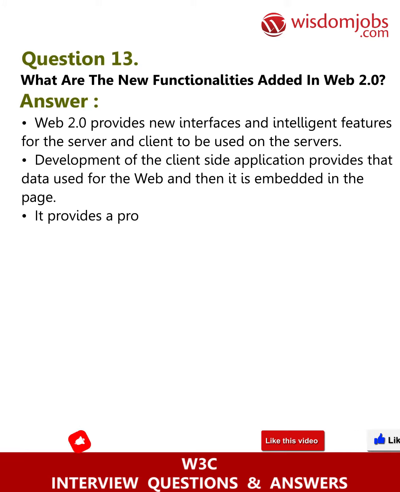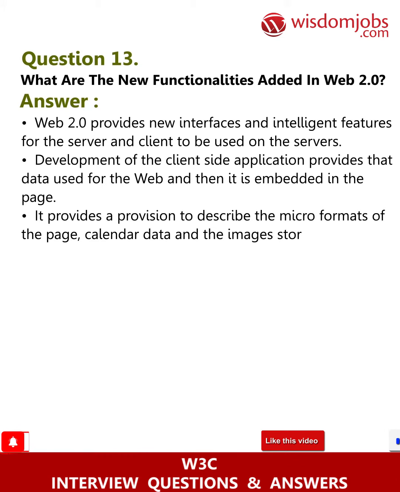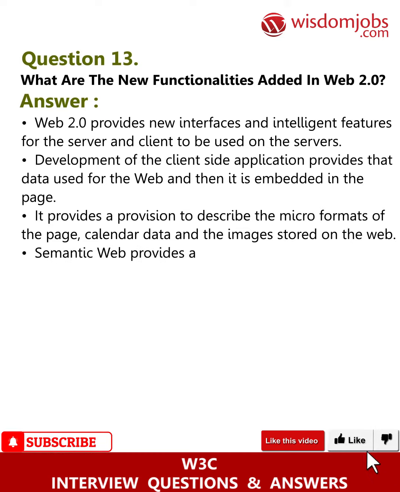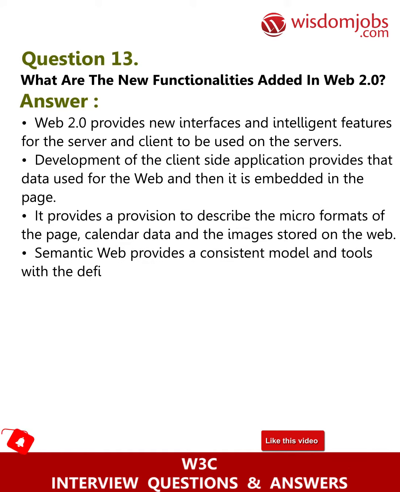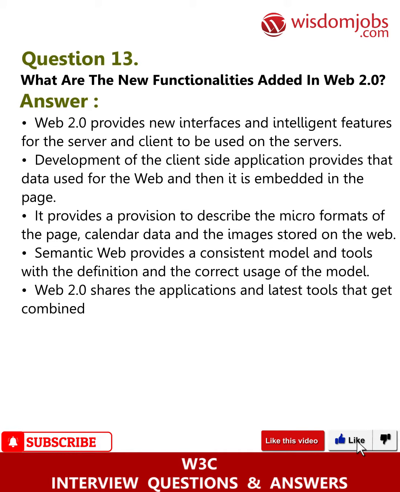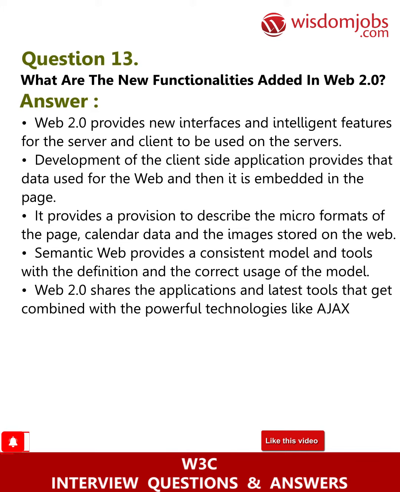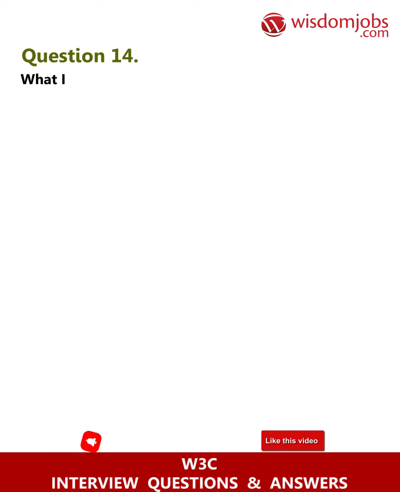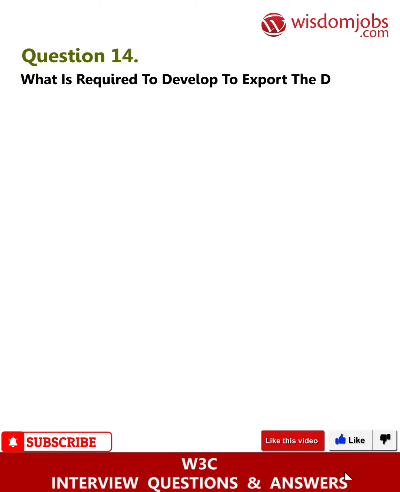It provides a provision to describe the microformats of the page, calendar data, and the images stored on the web. Semantic Web provides a consistent model and tools with the definition and the correct usage of the model. Web 2.0 shares the applications and latest tools that get combined with the powerful technologies like Ajax to provide good interfaces.